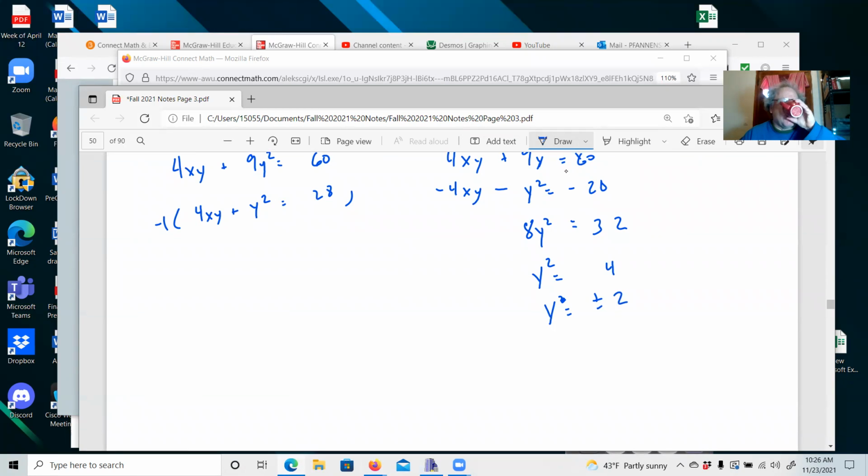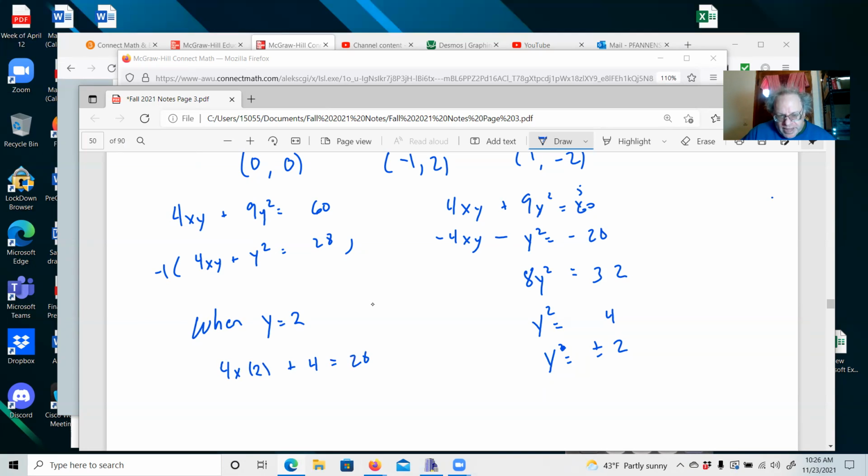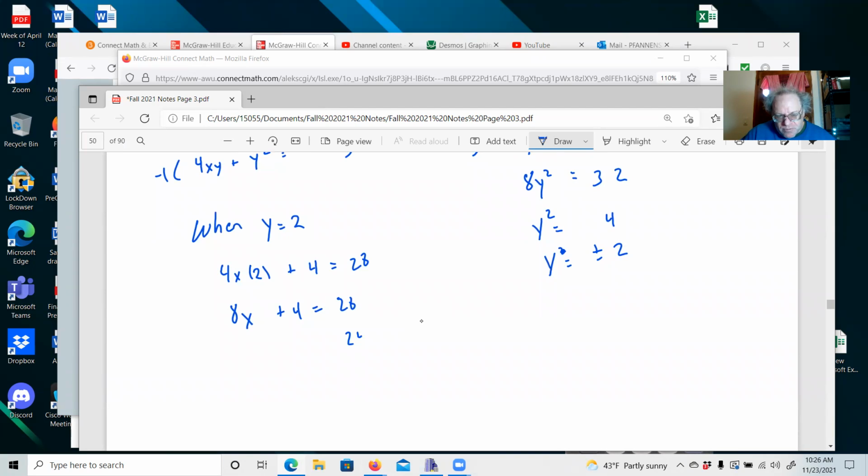Okay. So either equation after this is going to be fine. When y equals 2, we have 4x times 2 plus 4, because y squared is 4, is equal to 28. So we have 8x plus 4 equals 28. Subtract 4, we have 24 is equal to 8x, and then x would be 3.